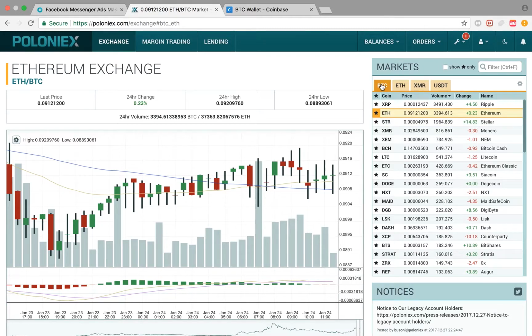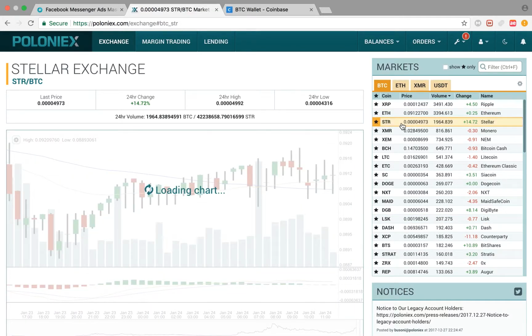So for instance, when you click right here on BTC, and let's pretend that the money has already been sent, what you can do is click on any of those right here. For instance, let's say you want to jump on the train of Stellar, you want to make some money with Stellar.